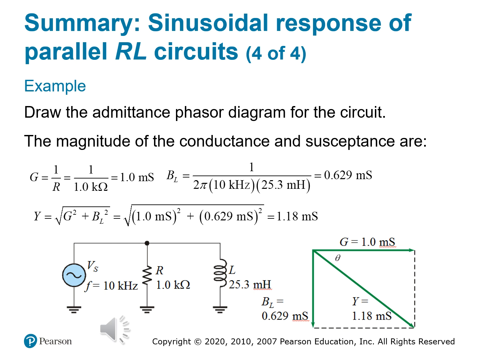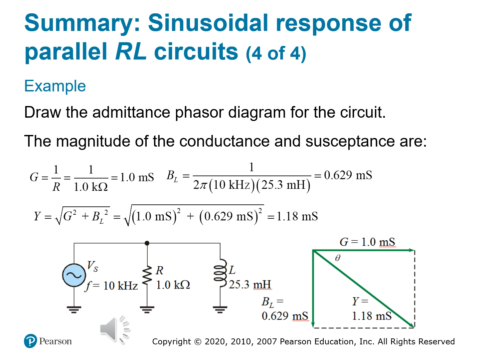Step 2, you want to calculate B sub L. And we use the formula B sub L is equal to 1 over 2 times pi times frequency times inductance, right? So again, just a reciprocal. So you plug in your numbers, 1 over 2 times pi times 10,000 times 25.3 times 10 to the negative 3. And that's approximately 0.629 millisiemens. And this is your vertical leg. It's pointing downward, remember, because inductors produce negative susceptance. So negative jB sub L.